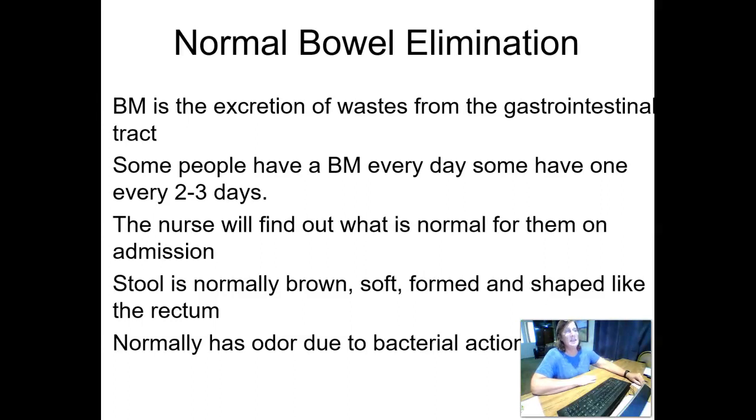Stool generally is brown in color, it's soft, and it's formed and shaped like the rectum. And of course it will normally have an odor to it, and that's because you have bacteria in your intestines. You have bacteria in your gut to help you digest your foods. So when you do have a bowel movement, the reason the odor is there is because of that bacterial action.